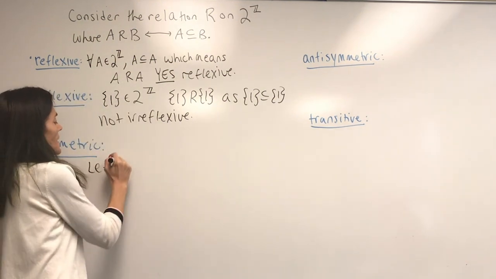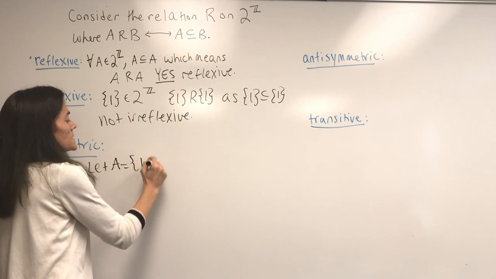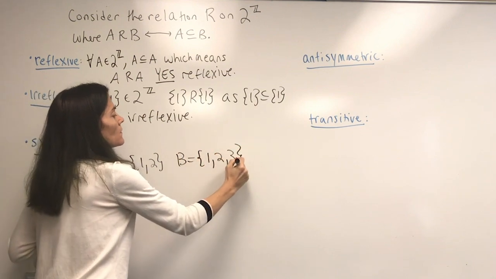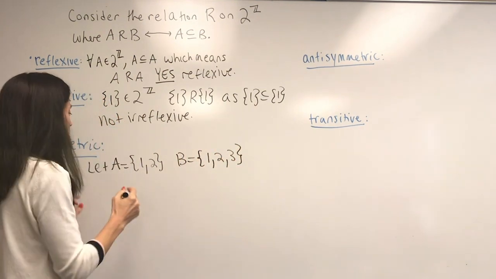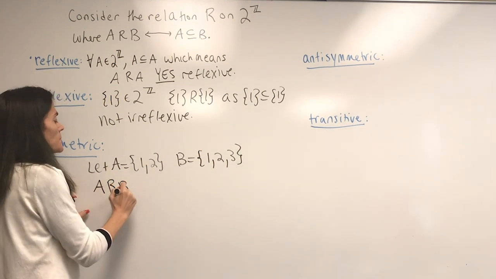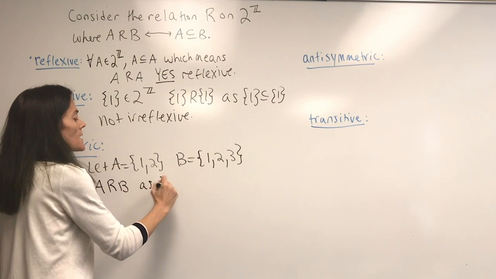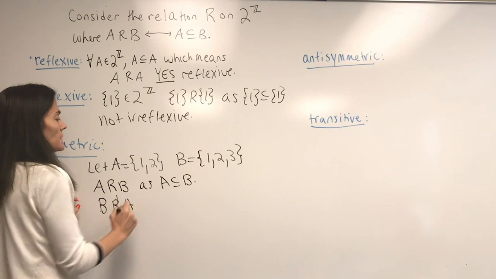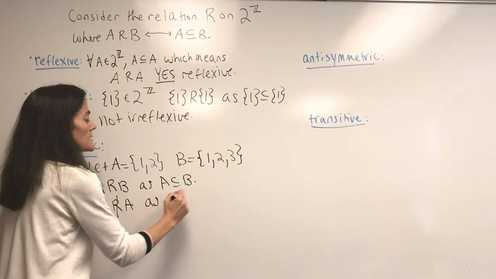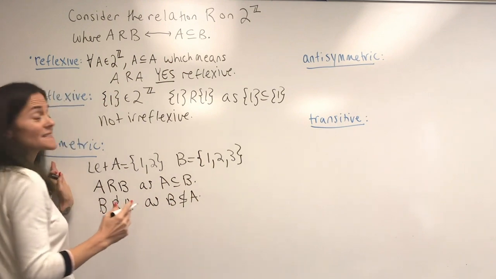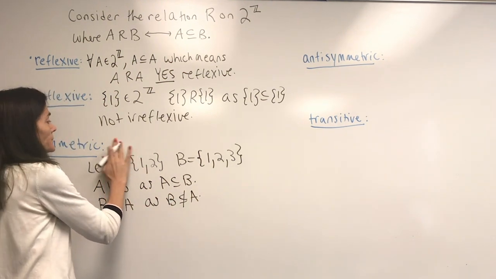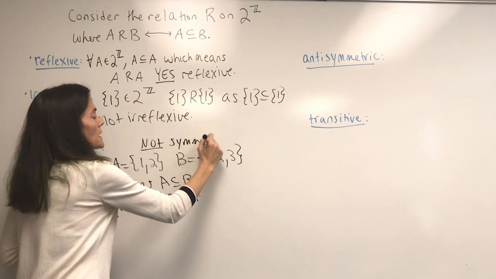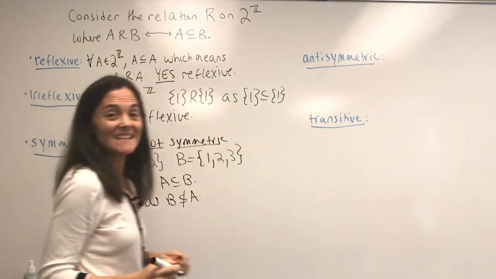Let A be this set and B be this set. These are both elements of 2 to the Z. Then we notice that A relates to B, because A is a subset of B. B does not relate to A because B is not a subset of A. So this is not symmetric. I will put that here. And here is a counterexample.